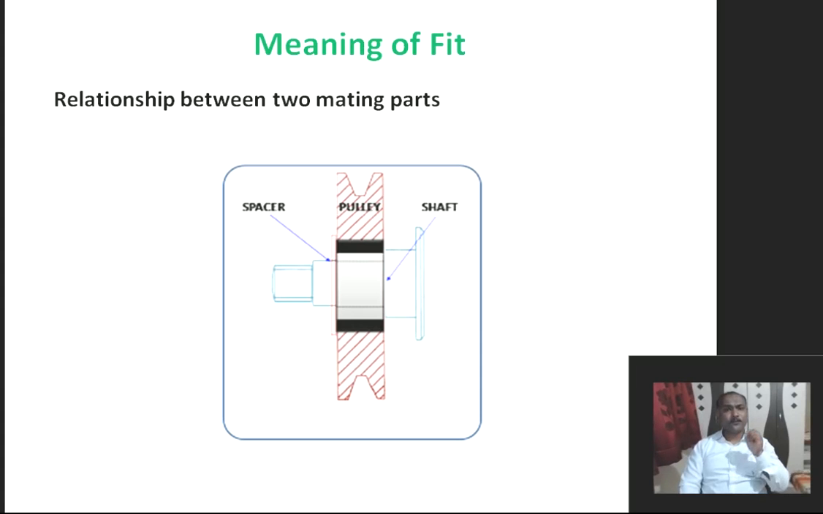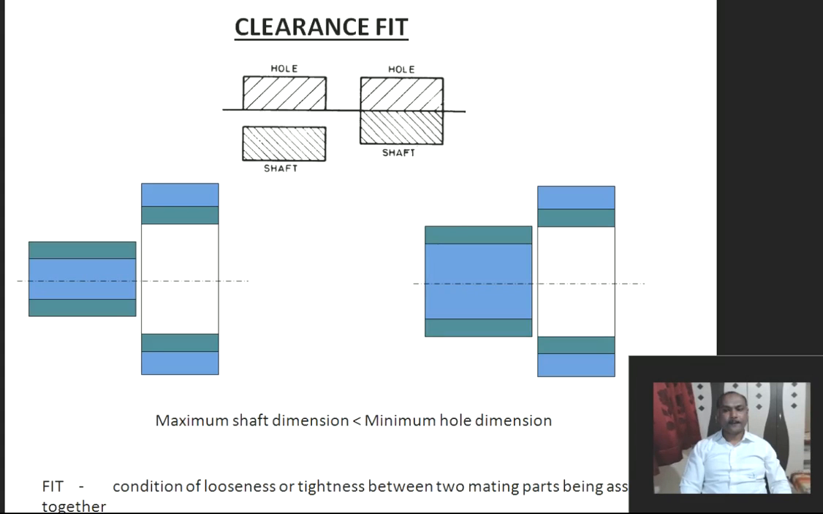But what is fit? Fit is nothing but the interrelationship between the two mating parts. If you see here, this pen cap and this pen have some relationship. So there is some fitment. Initially it is a clearance, then it becomes an interference fit or a press fit. So this fitment or fit is divided into different types. The first type is the clearance fit.